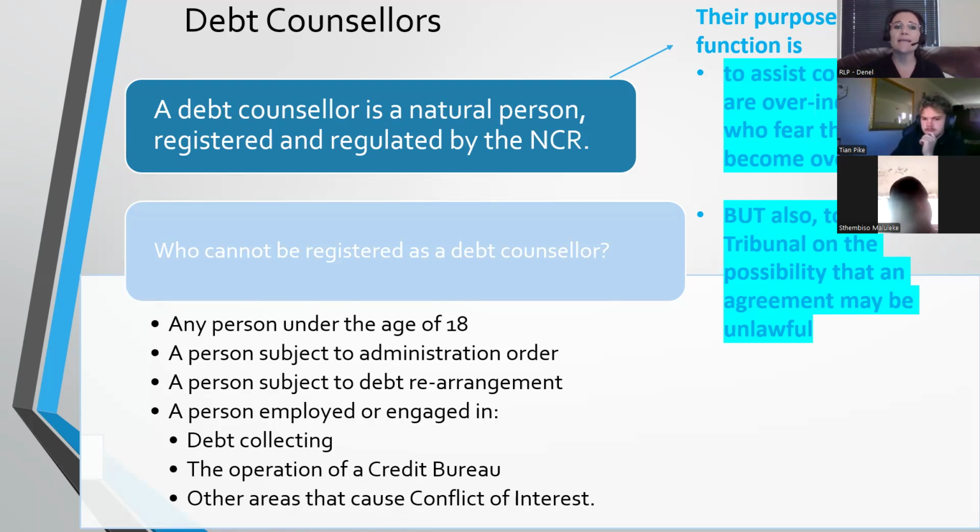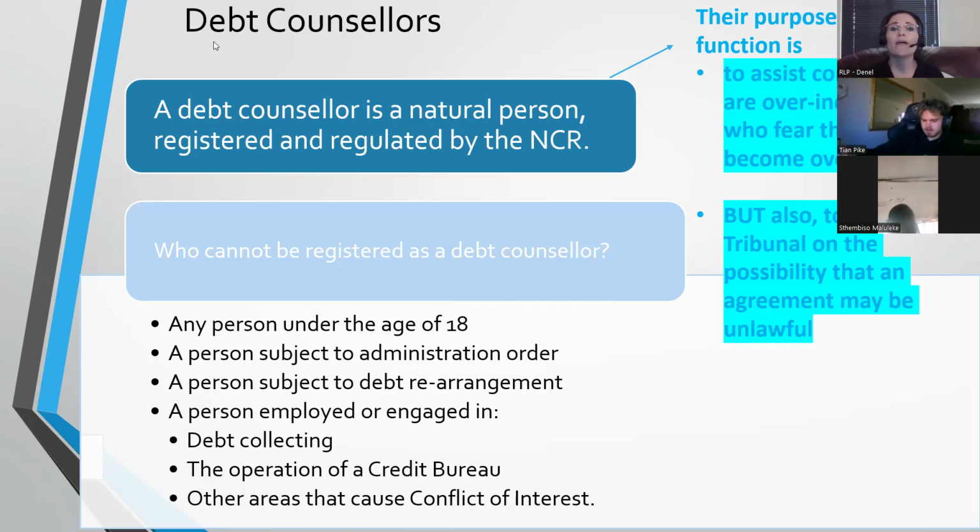So a debt counselor. A debt counselor is a natural person. Once again, they must be registered and regulated by the National Credit Regulator. But in blue, and they do ask this, only the first mark is in your book. The second one is not. So if you quickly want to write it down or take a picture of it, the second one is not available exactly like that.